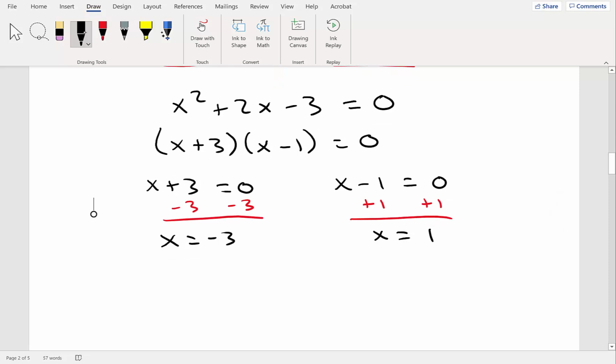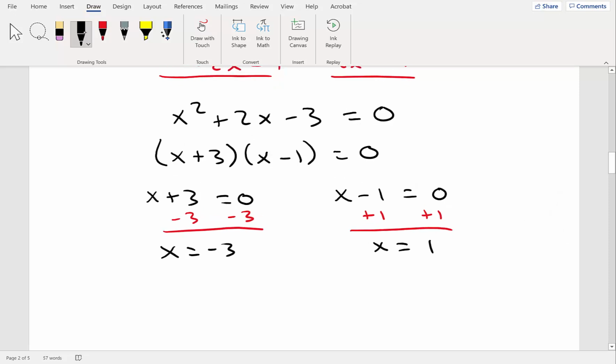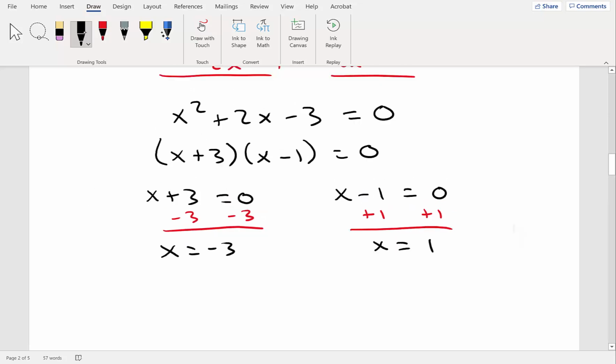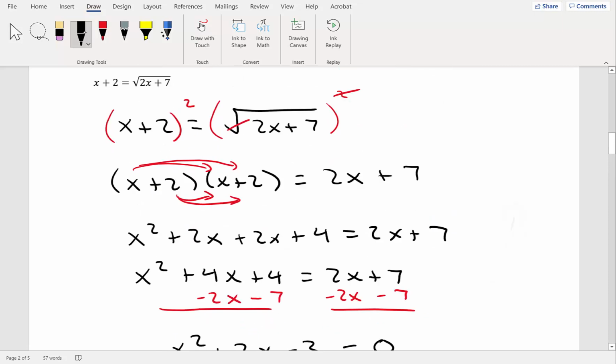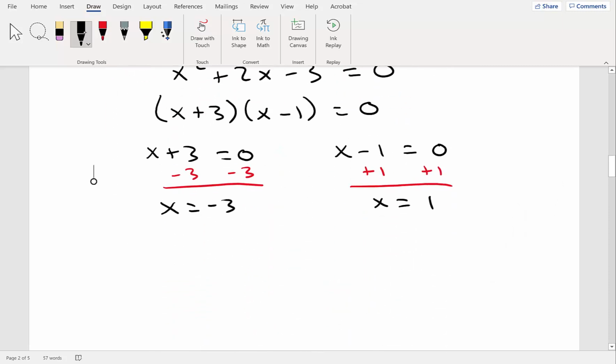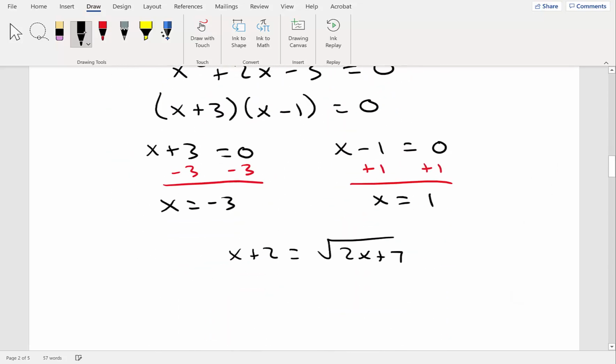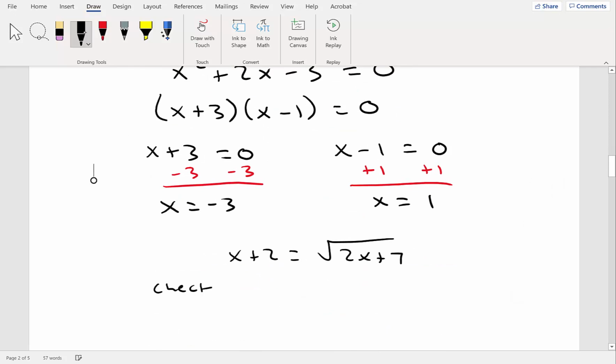But remember, check your solutions. So let's plug in these values that we got for x into our original equation and make sure it gives us a true statement. So let me just write out the equation. We had x plus 2 was equal to square root of 2x plus 7. So now let's check. So let me go ahead and check x equals negative 3.